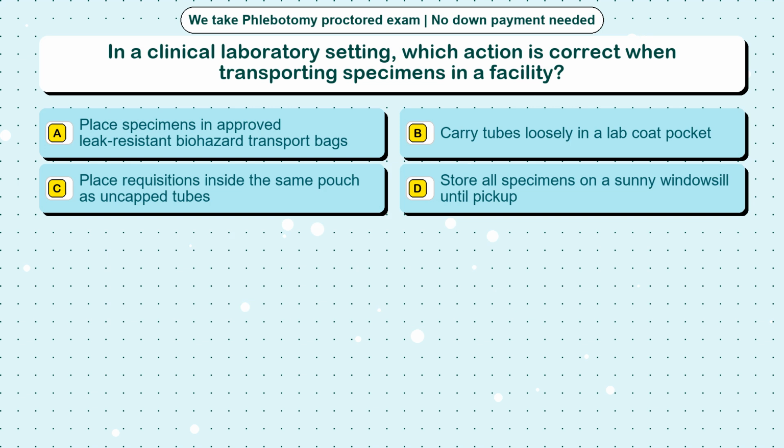Question 1. In a clinical laboratory setting, which action is correct when transporting specimens in a facility? Option A. Place specimens in approved leak-resistant biohazard transport bags. Option B. Carry tubes loosely in a lab coat pocket. Option C. Place requisitions inside the same pouch as uncapped tubes. Option D. Store all specimens on a sunny windowsill until pickup.